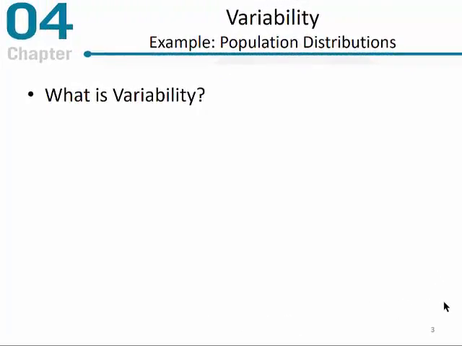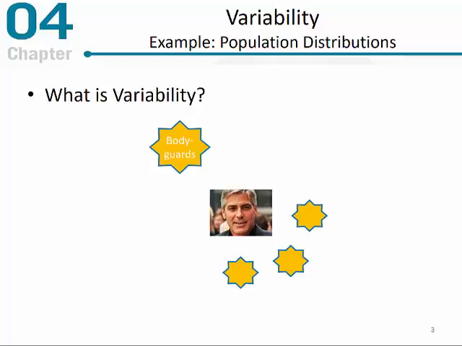Let me give you a visual of what variability is. So, just to explain the concept. Let's say we are looking from the top down at a dinner party. And in the middle of the dinner party is where George Clooney is standing. And clearly everybody wants to be around Clooney at this party, right? He's the center. He's the mean of the party. Everybody wants to be around him. He's the average.